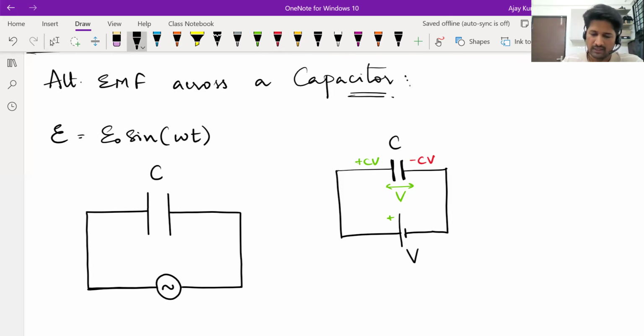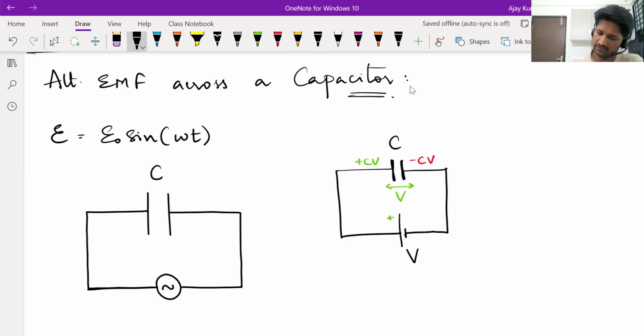And if there is no resistance, or if resistance tends to 0, this will happen almost instantly. If there is any significant resistance, then it will take time for the charge to get accumulated on the capacitor. If there's no resistance, this will happen instantly.